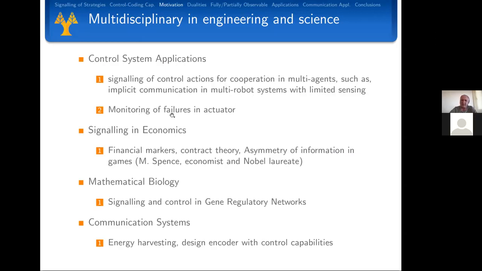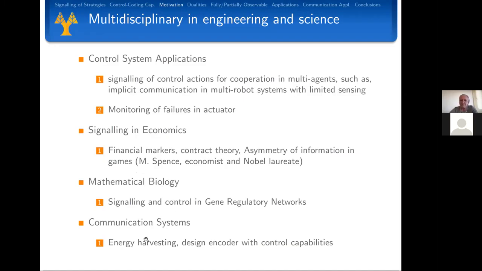Of course, there are issues of monitoring of failures of actuators. Now I must say that signaling economics is very well developed at some level with respect to financial markets and contract theory, to deal with asymmetry of information. The person who brought it up was Michael Spence. Of course, in biology, I have some experience with control of gene regulatory networks. So I found this to be of interest if somebody wishes to suppress certain genes by also applying signaling elsewhere.